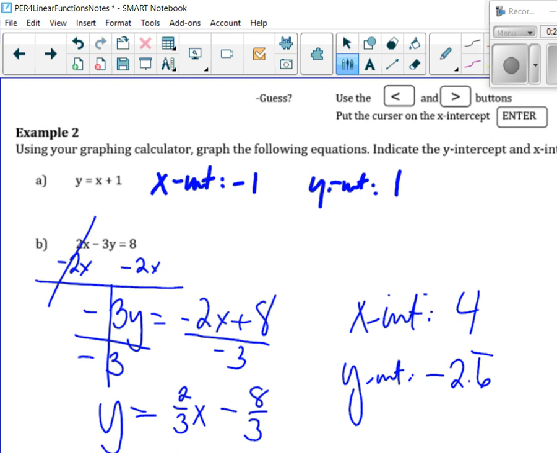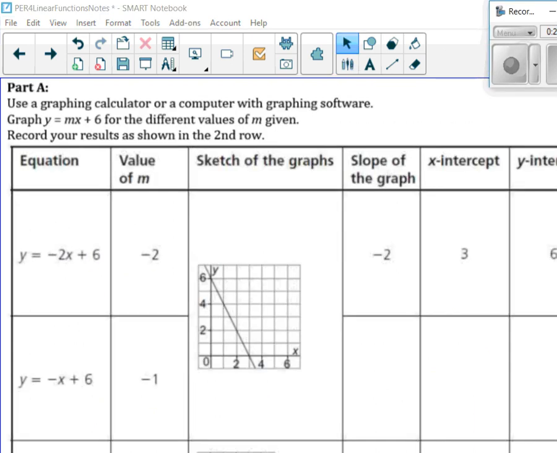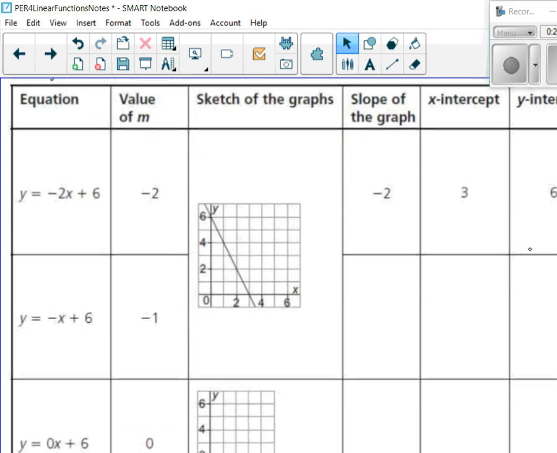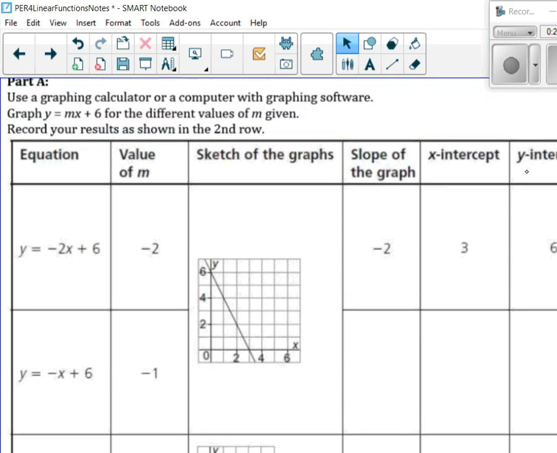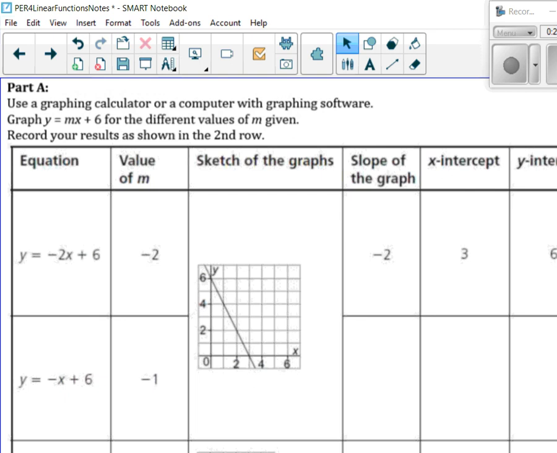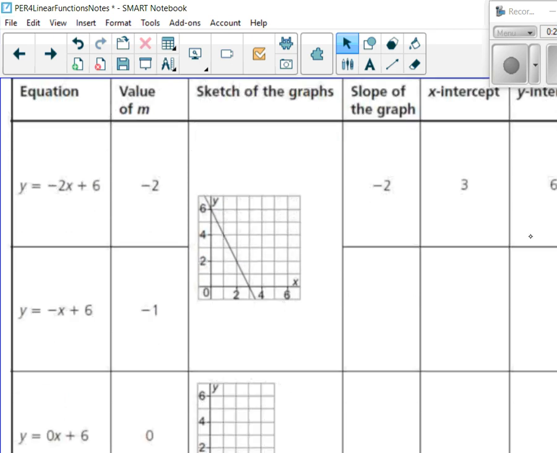How I did what? Now we're going to do a bunch of graphs on the same graph. Do you see what I'm doing here? Yes? Okay, so we're graphing y equals mx plus 6. Guess what m stands for? Slope. Does everybody see that the negative 2 is my m, the negative 1 is my m? Yes? It's giving you all of that for you.